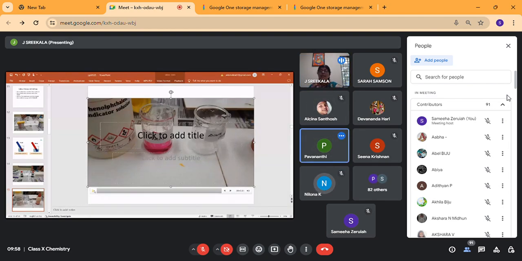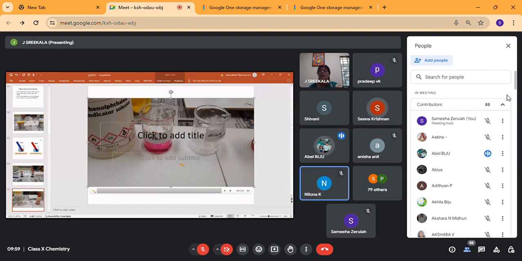So what we studied, these indicators. With the litmus, acid changes blue into red, base changes red to blue. The same is with the litmus solution also. Then with the methyl orange, acid changes to orange, and the base, yellow. Phenolphthalein, acid, colorless. Base, pink color. Now once again I will try whether I am able to write or not, okay?